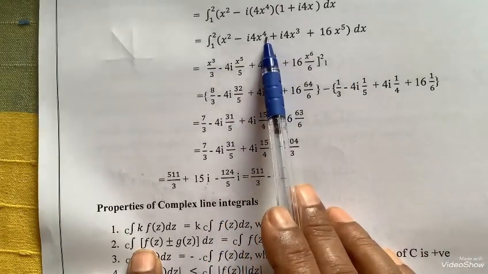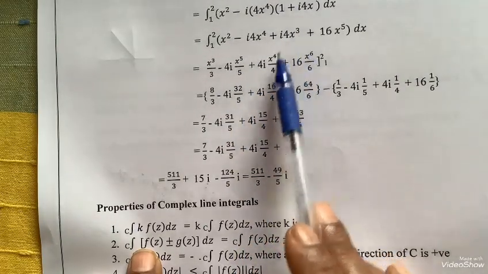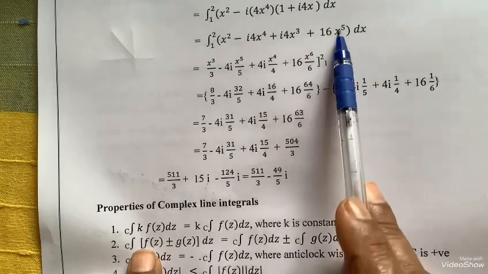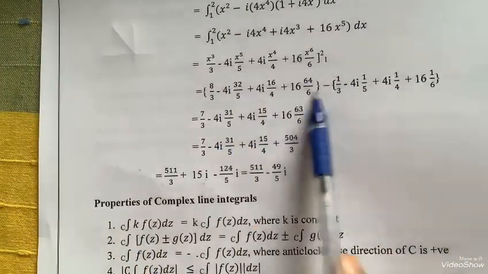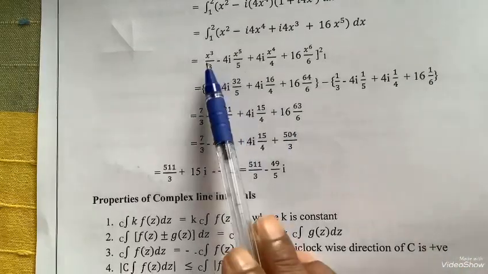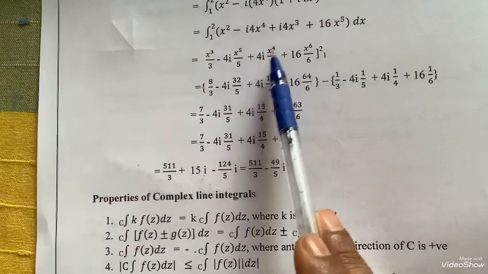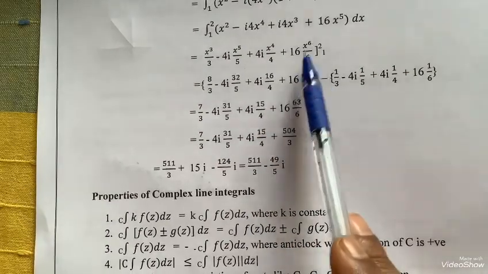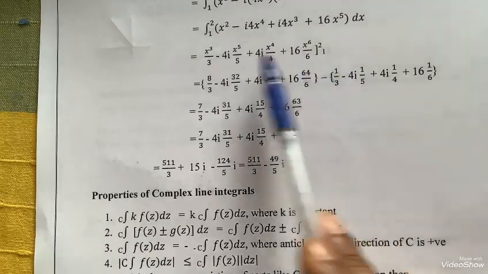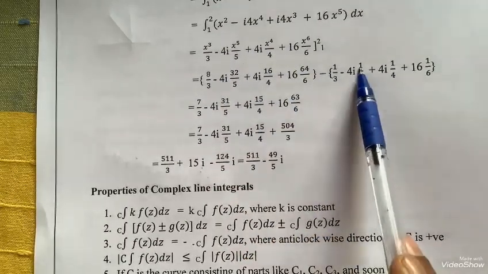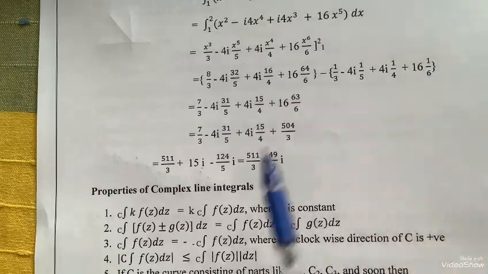Then integrate all these things: x cube by 3, and here x raised to 4, x raised to 5 upon 5 with minus 4i, and 4i into x raised to 4 upon 4 plus 16 x raised to 6 upon 6, from 1 to 2. Substitute first the upper limit and then the lower limit. So it is 8 by 3 minus 4i into 32 by 5 plus 4i into 16 by 4 plus 16 into 64 by 6, minus, substituting 1: 1 by 3 minus 4i into 1 by 5 plus 4i into 1 by 4 plus 16 into 1 by 6.